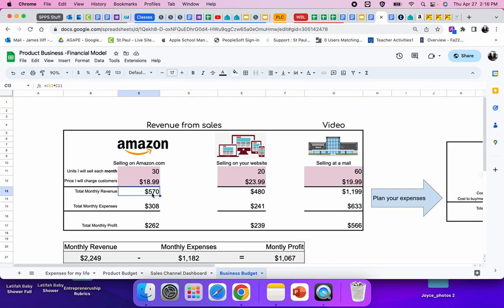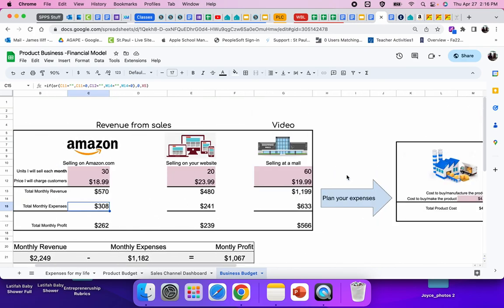Just because customers hand you $570, it doesn't mean that all that money goes into your bank account. You have to pay expenses like we showed over here. And so what you're left with, if you sell 30 of these on Amazon, you're going to make $262. And now your numbers are going to be different, but I'm just showing you what this means. So when it says total monthly profit, this is the money that gets to be put in your bank account.